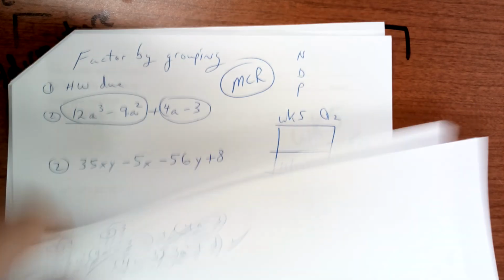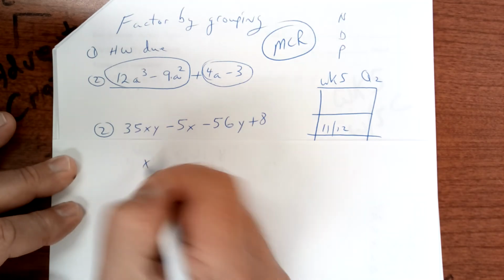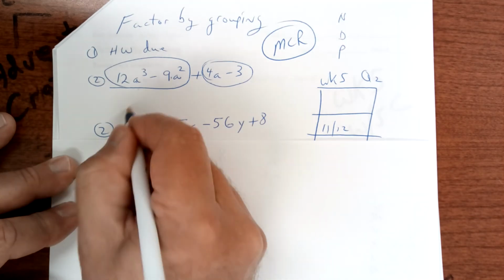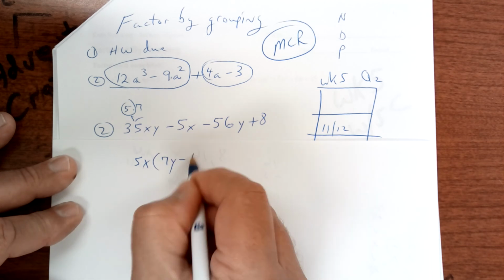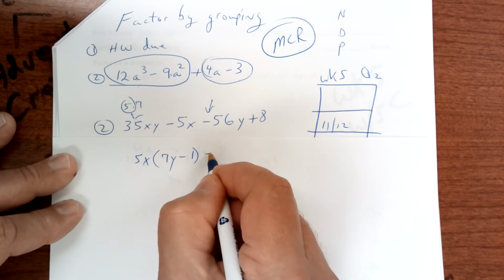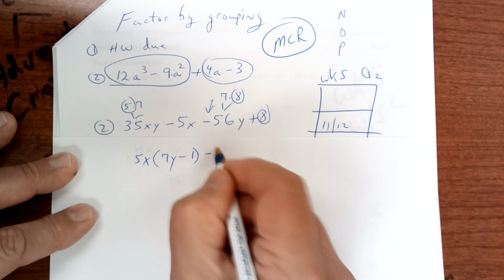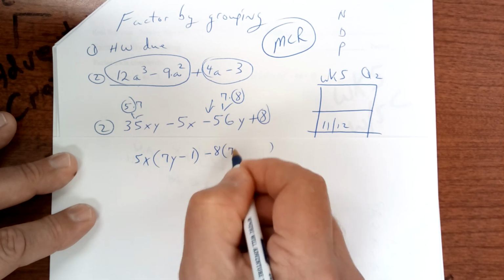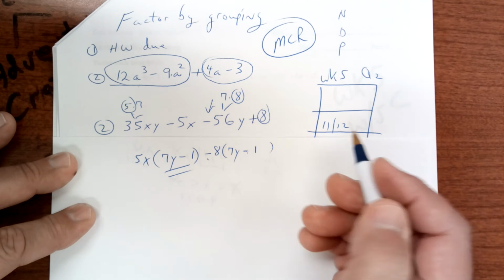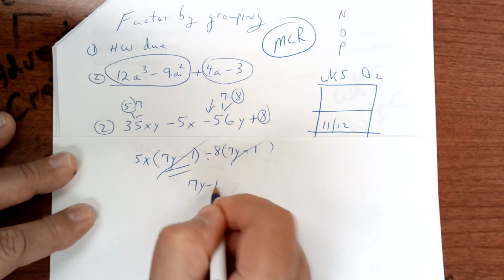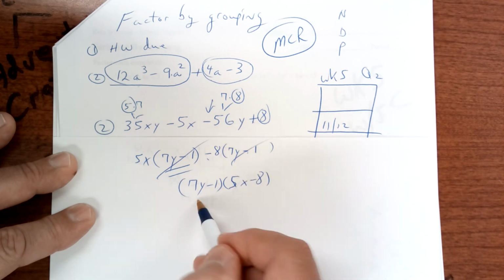Let's do one more here. This one right here, I'm going to take out an x, and I'm going to take out a 5, because this one is 5 times 7. So I'm going to be left with 7y minus 1. This is a negative, so you have to take a negative. 7 times 8 is 56. So I'm going to take out that 8. So it's going to be that, and I'm left with 7y. It should be the same thing, minus 1. Okay, negative times a negative is a positive. Take this out, 7y minus 1, and you're left with your answer, which is 5x minus 8 times this one. And that's how you do group factoring.